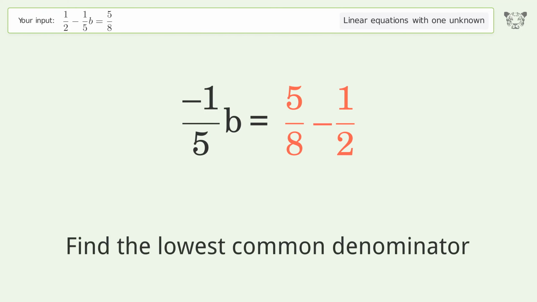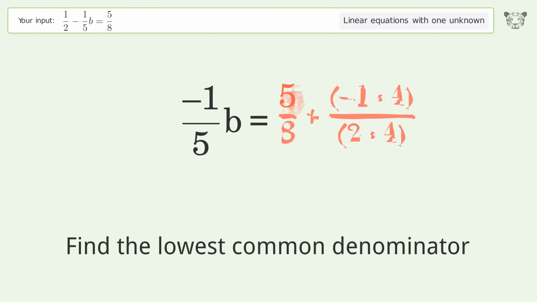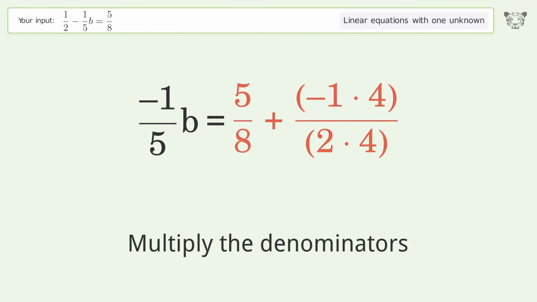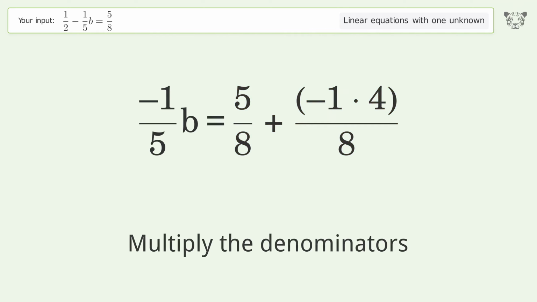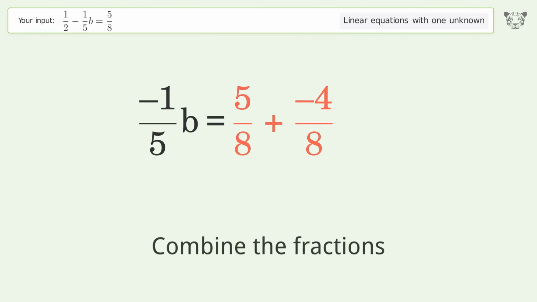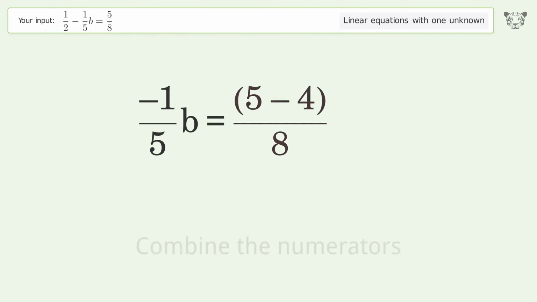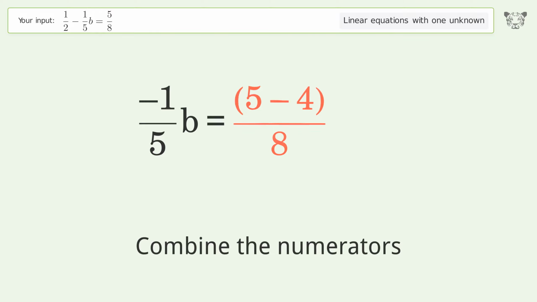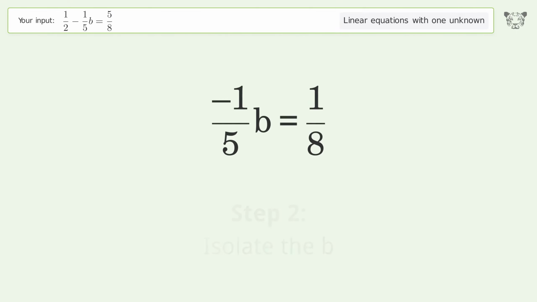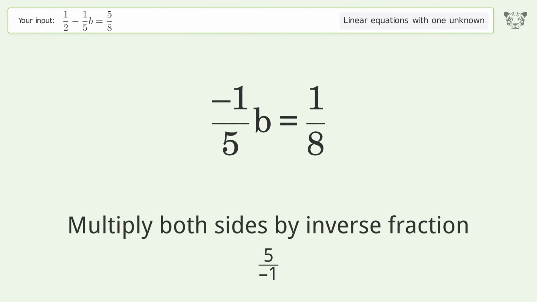Find the lowest common denominator. Multiply the denominators. Multiply the numerators. Combine the fractions. Combine the numerators. Isolate the b. Multiply both sides by inverse fraction 5/-1.